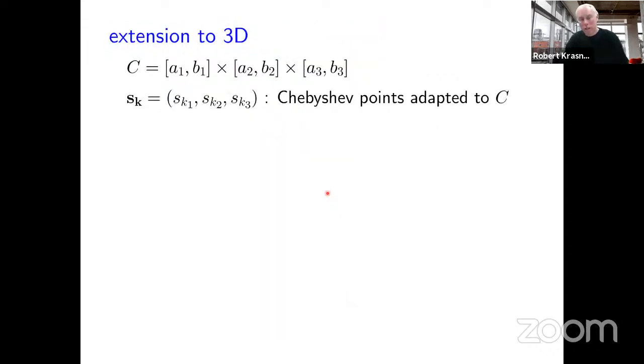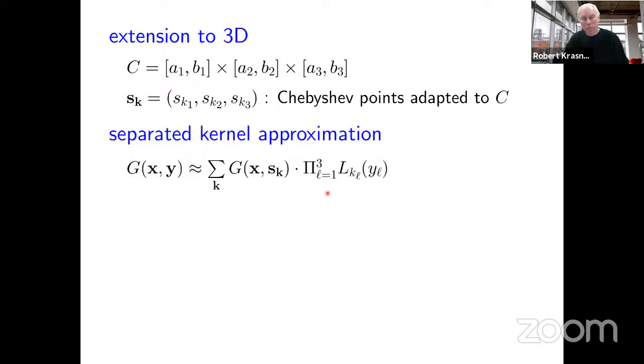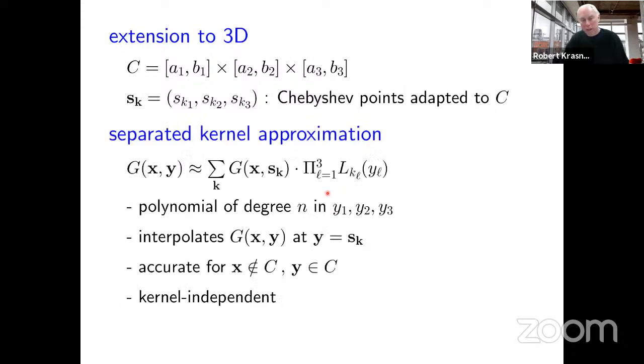Tensor product extended to 3D, the same idea. So in this context, the separated kernel approximation looks like this. These are Lagrange polynomials evaluated at source points, and this is a target particle. This is now evaluated at new source points. These are Chebyshev points. I have a picture that's going to help.